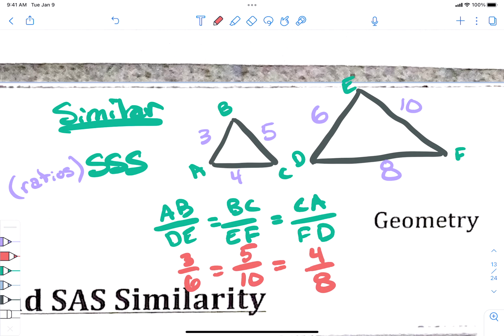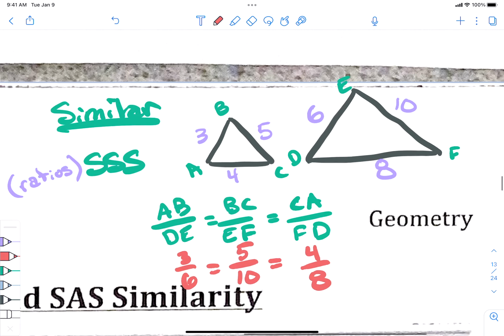So we're doing side, side, side, but we're not looking at the lengths being the same. We're looking at the proportions being the same. Does that make sense? Yeah? Okay. So that's kind of how side, side, side for similar triangles works, right? Not looking at lengths being exactly the same, but the proportions, okay?